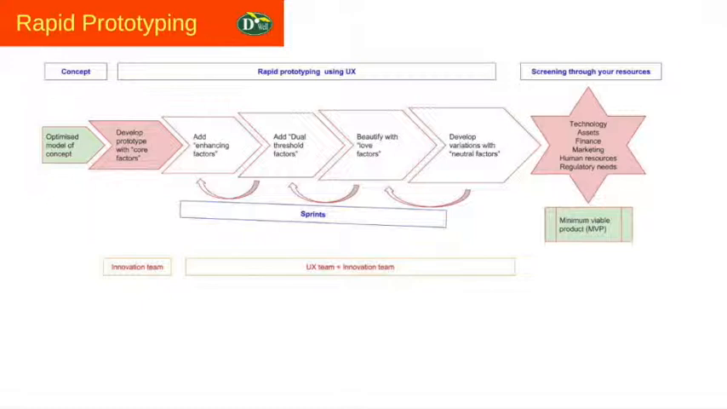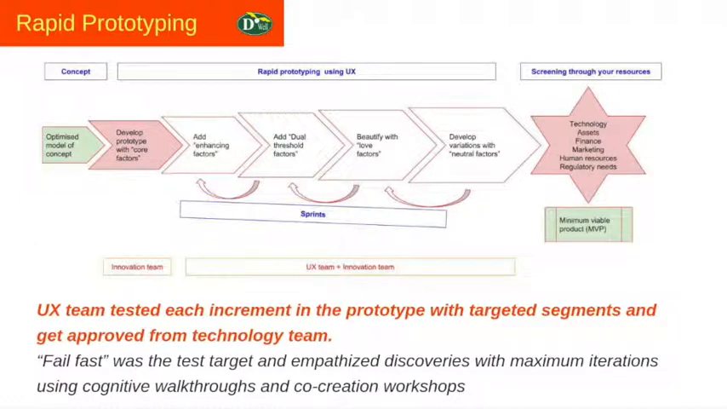These are the stages of development, and at each stage we conduct sprints. Again, scan through the resources of our client. The sprint is conducted by the UX team plus the innovation team. You can see who is responsible for these things. Here the UX team tested each increment in the prototype with the targeted segment and got approval from the technology team. Fail fast is the concept behind it.